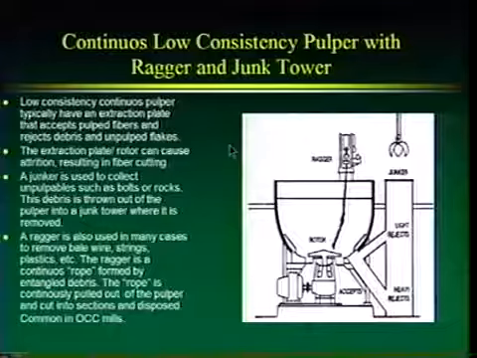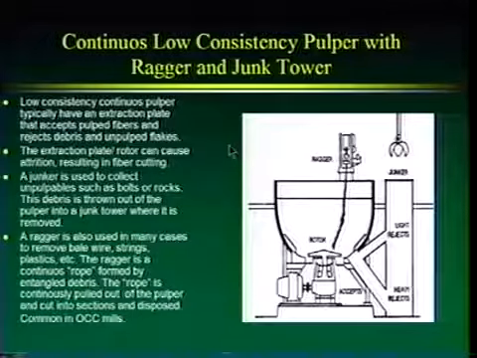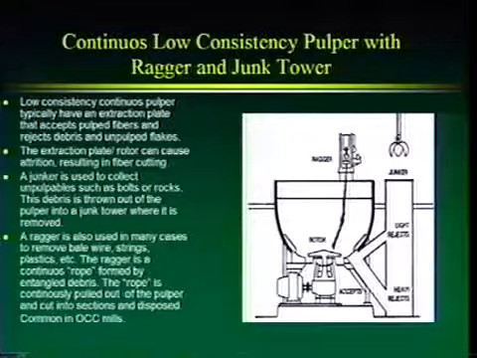Okay, those were the two types of high consistency debris removal methods that we can talk about. And now I want to talk about continuous low consistency pulping. This is a very common pulper that we see here. It's going to have a ragger and a junk tower. So this is continuous. What's not shown here is that there's usually a conveyor.